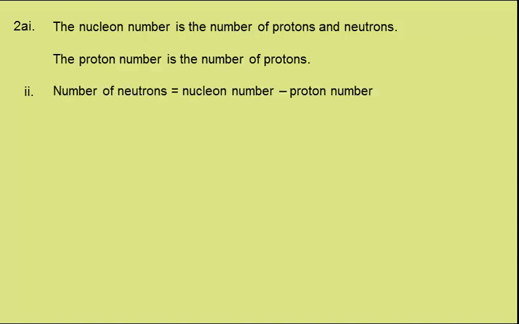In part 2, we need to find the number of neutrons in the nucleus of this atom. Well, the number of neutrons is equal to the nucleon number minus the proton number. 14 minus 6 gives 8 neutrons. In part 3, we need to find the specific charge of the nucleus. Well, the specific charge is the charge divided by the mass.